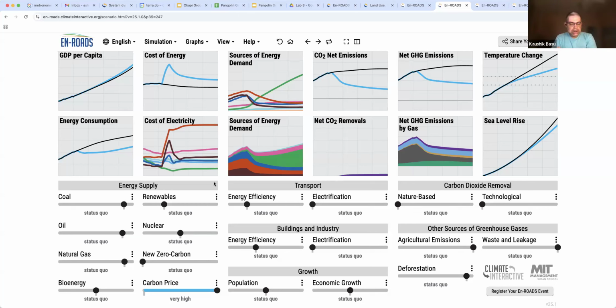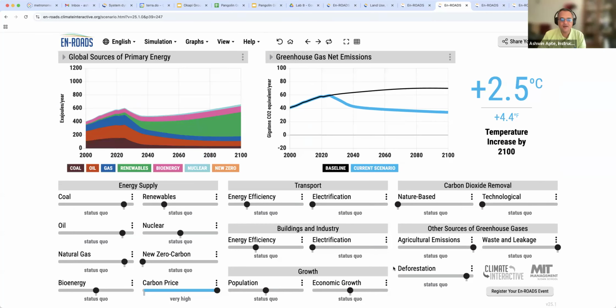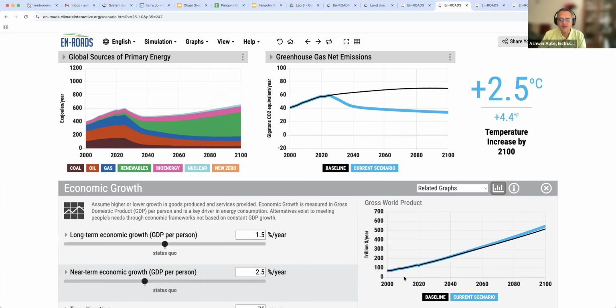But it doesn't talk about economic output, right? If I suddenly increase carbon price, what does it mean for GDP and overall economic growth? That's a great question. Let's try to look at economic growth here.